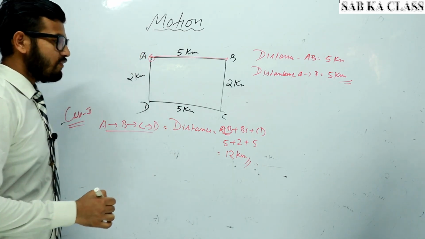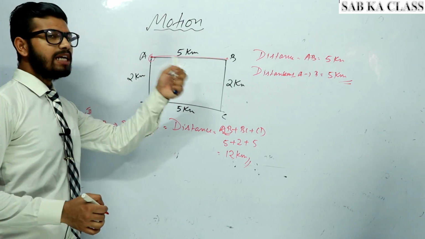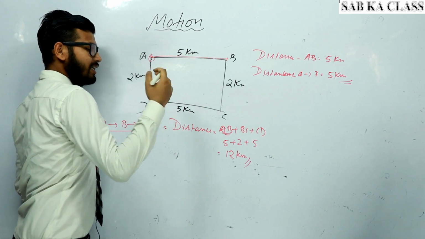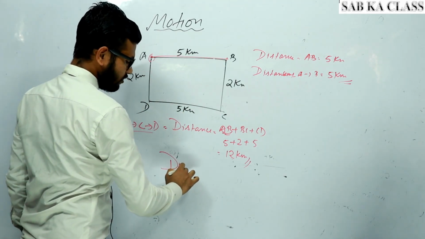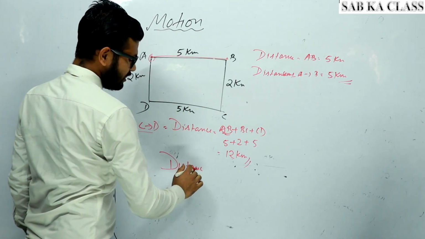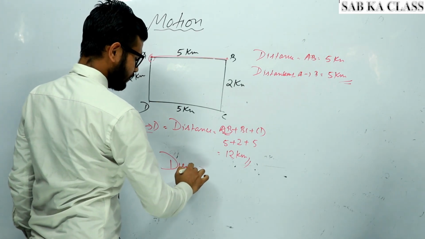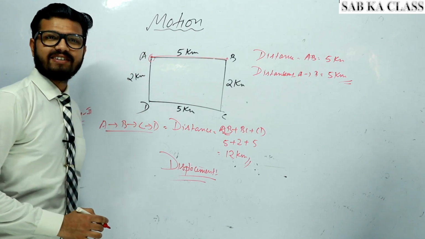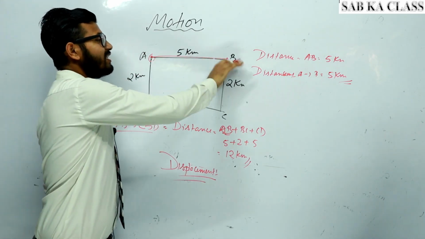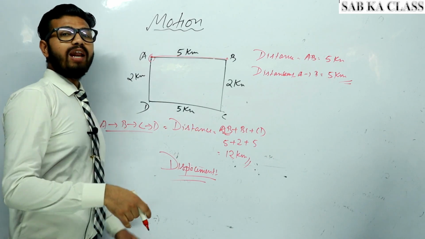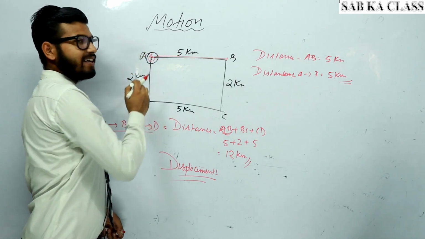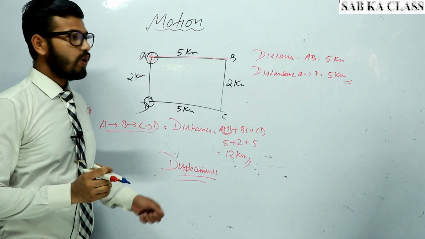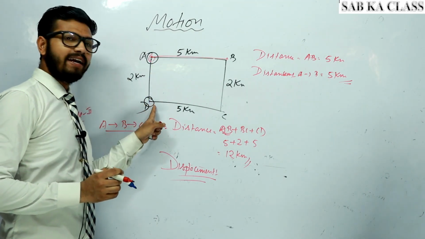In the same question, if I ask what will be the displacement in this case? If I travel from A to D, displacement कितना होगा यहाँ पे? देखो तो, what will be the displacement in this case? It's very interesting, look here. So we'll not see how much distance we have traveled, we'll only see where we have started and where we have ended. We have started from A and we have ended at D.